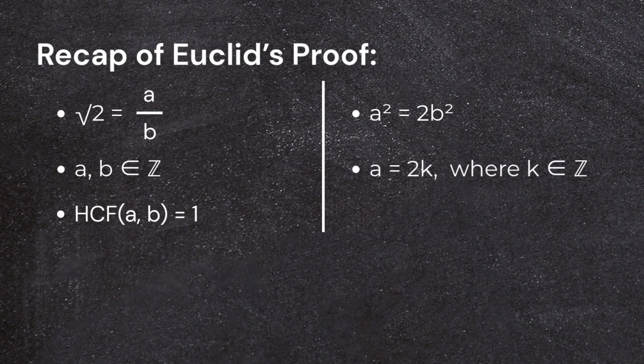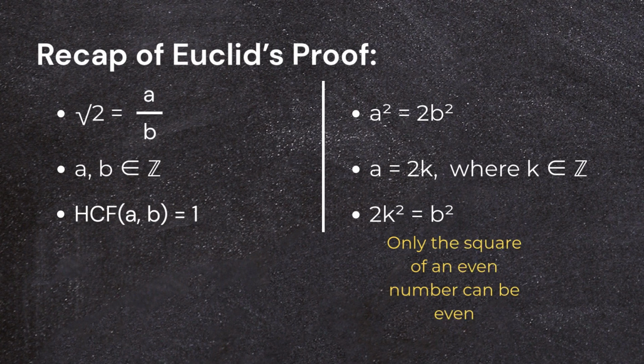He then assumes that a equals 2k, where k is an integer, since a is even. Substituting 2k in place of a, he showed that b would also be even, contradicting the fact that a and b were supposed to have no common factor. And just like that, we're done. Simple and sharp. Now let's try the alternative proof.